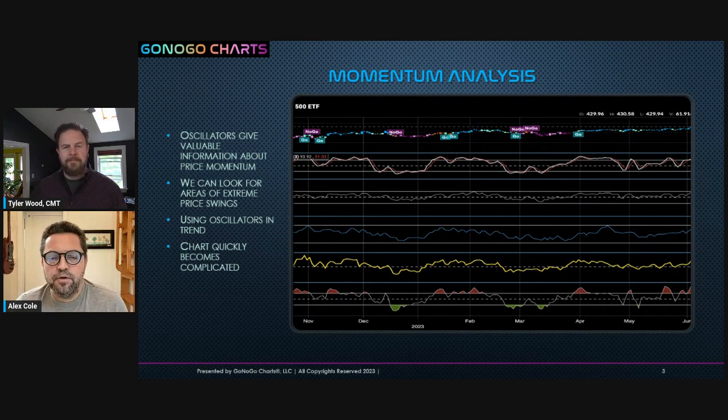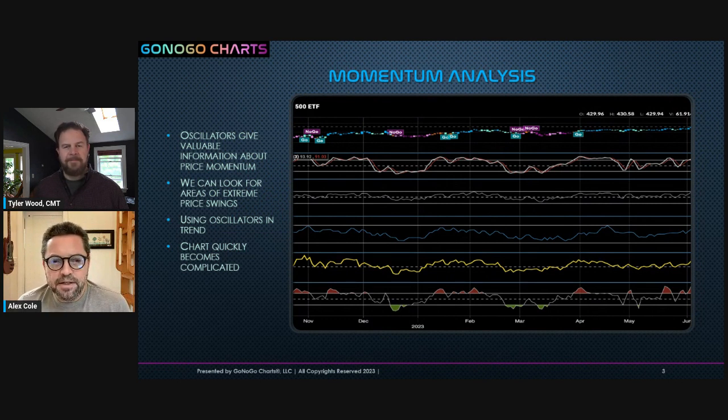And so we can look for areas of extreme price swings when prices moved really quickly in one direction or another. And we can make a decision then, should it pull back? Or are we looking at the start of something really strong in that direction? And that then, of course, hints at the use of perhaps these oscillators in trending environments, not just mean reversion as we were taught from the textbooks.